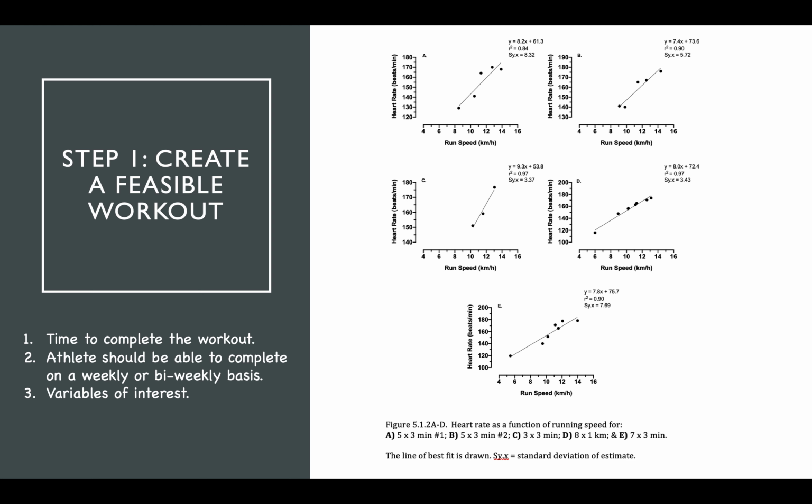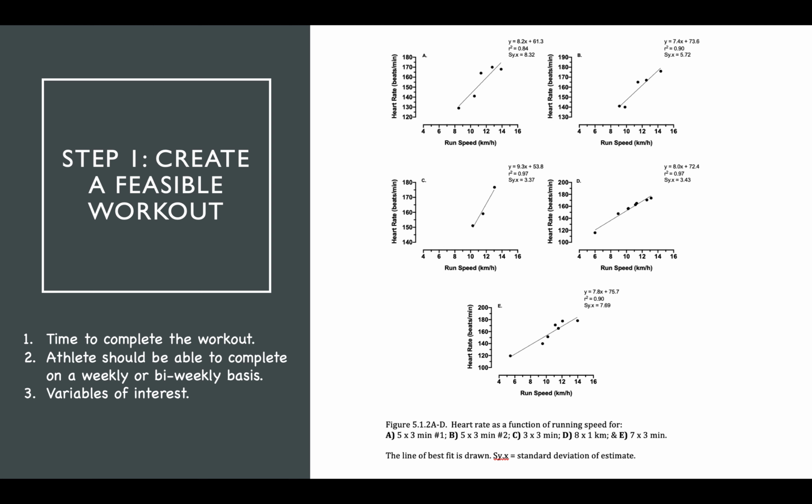So ultimately, graph A and B were eliminated because it's not very feasible to ask athletes to do these 3-minute intervals on successive days. So it becomes quite invasive for the athlete to do. And also it's very important to keep your hydration levels the same, your sleep patterns the same, because those all affect heart rate. So that becomes very difficult to do. So graph A and B were eliminated based on those factors.